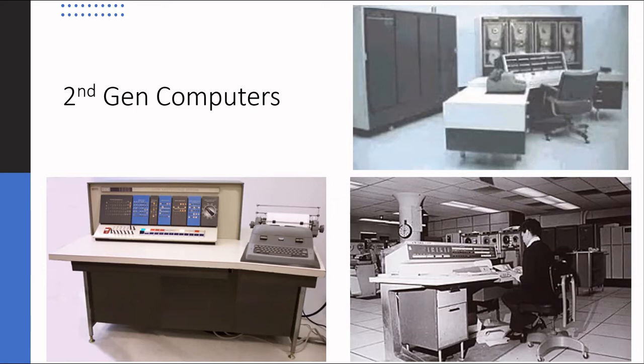So this became more reliable, and the transmission speed is much better than the first generation. And magnetic tapes and magnetic disks were used as the input and output mechanism to feed commands into the system and get output from the computer. Here you see some examples of second generation computer systems.